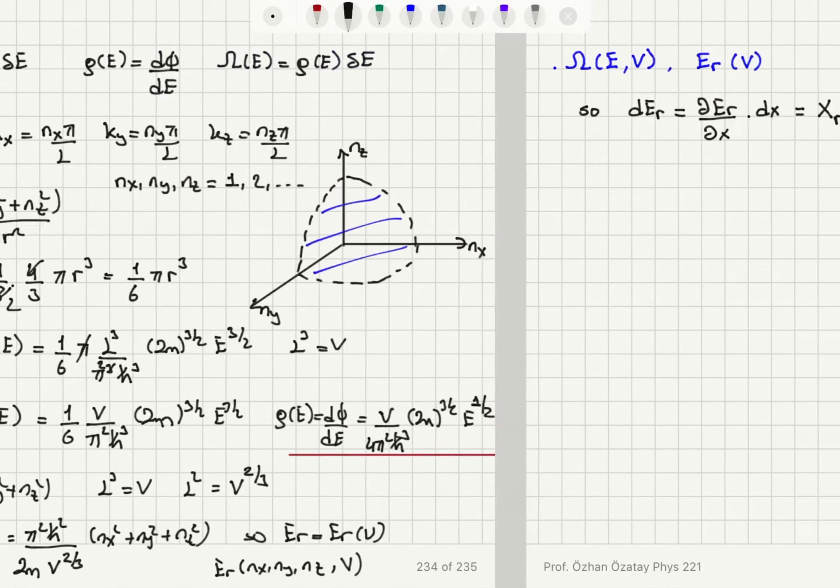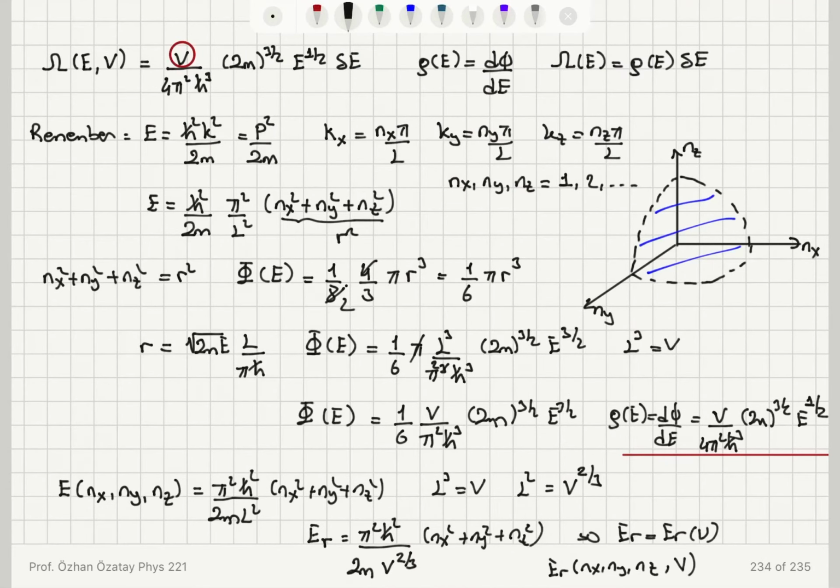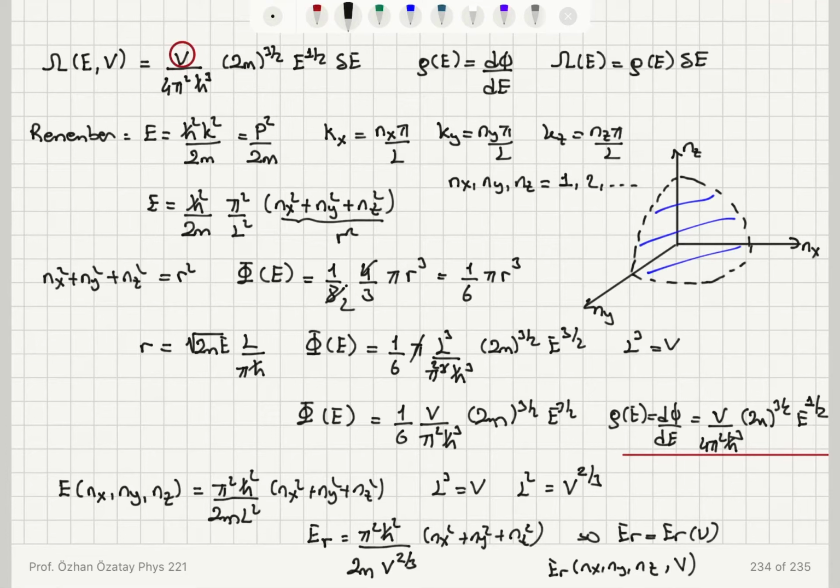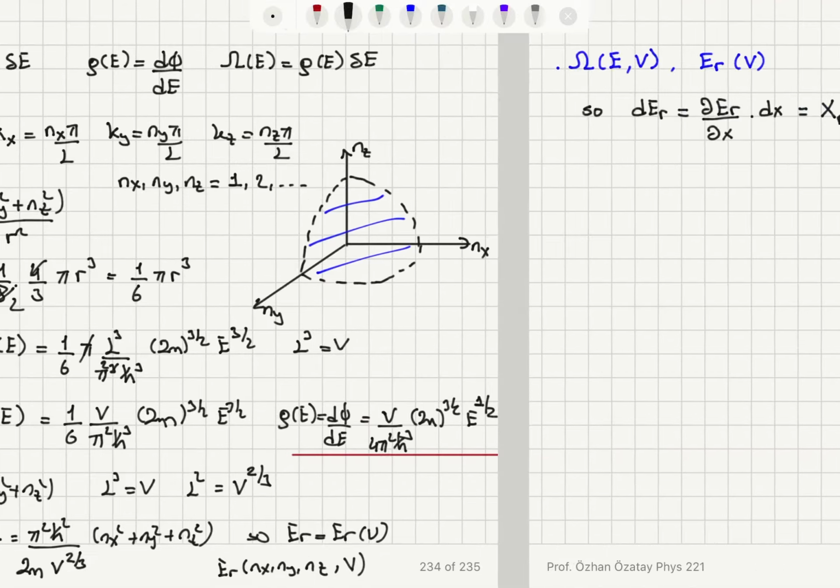So if you go back to our three-dimensional ideal gas, you can see that the energy levels here are given by pi squared h bar squared divided by 2m V to the power 2/3, nx squared plus ny squared plus nz squared.